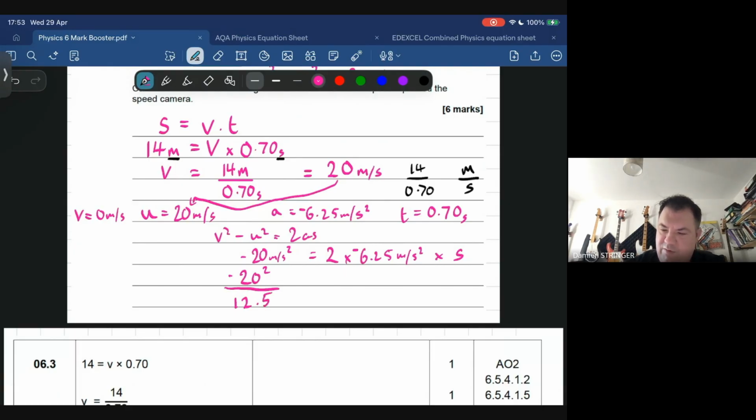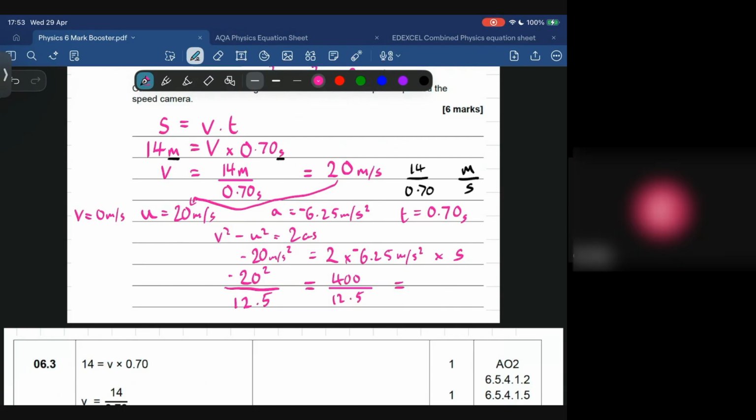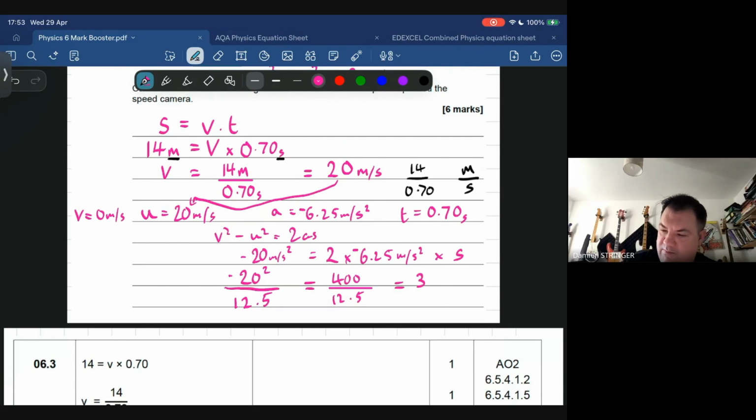I've run out of room a little bit, so I'll have to do the equals along there. So 20 squared, what's that? 400, is it? Yeah, 400 divided by 12.5. And hopefully we'll get a decent answer. So divided by 12.5, has anybody done it? Yeah, Connor? Is it 32? Sounds good to me.